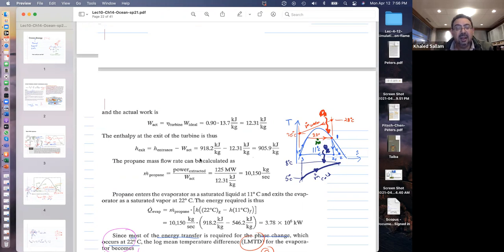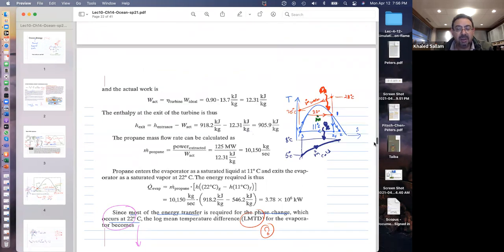And then he tells himself, well, what's my m dot propane? It's the power that you want, 125 over work actual. Right? Of course, if we want to really be accurate, we should also have some kind of generator efficiency, so that it would eat a little bit more too. But usually they are very high efficiency machines, so they don't really have that much drop over.